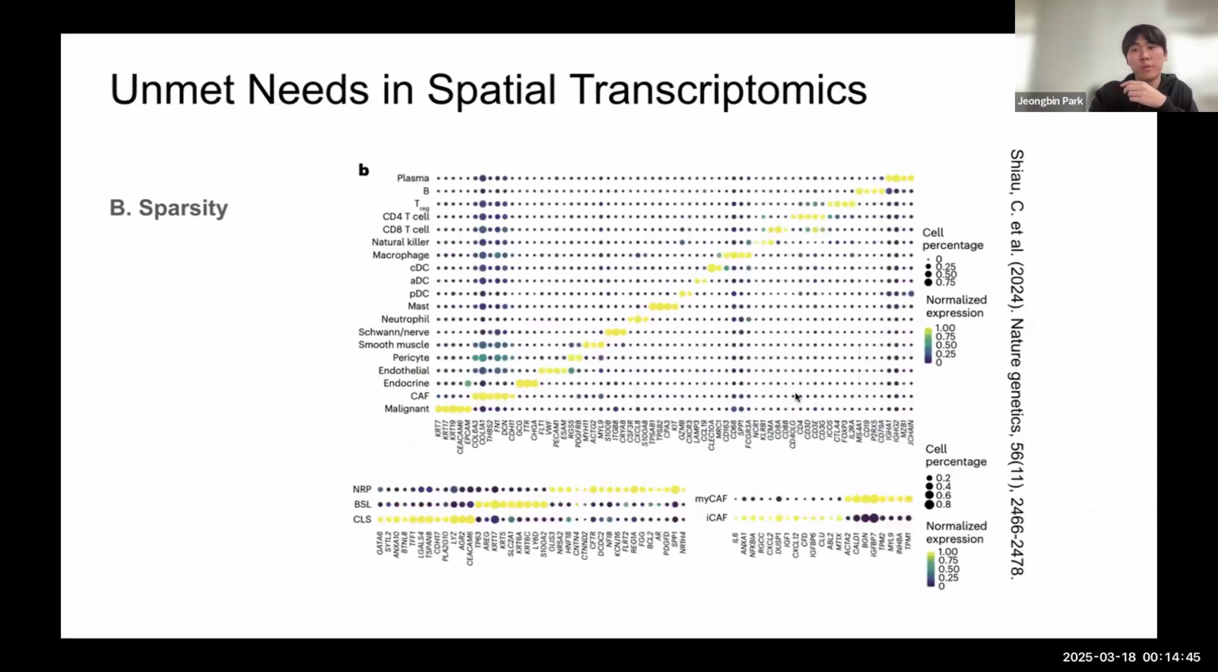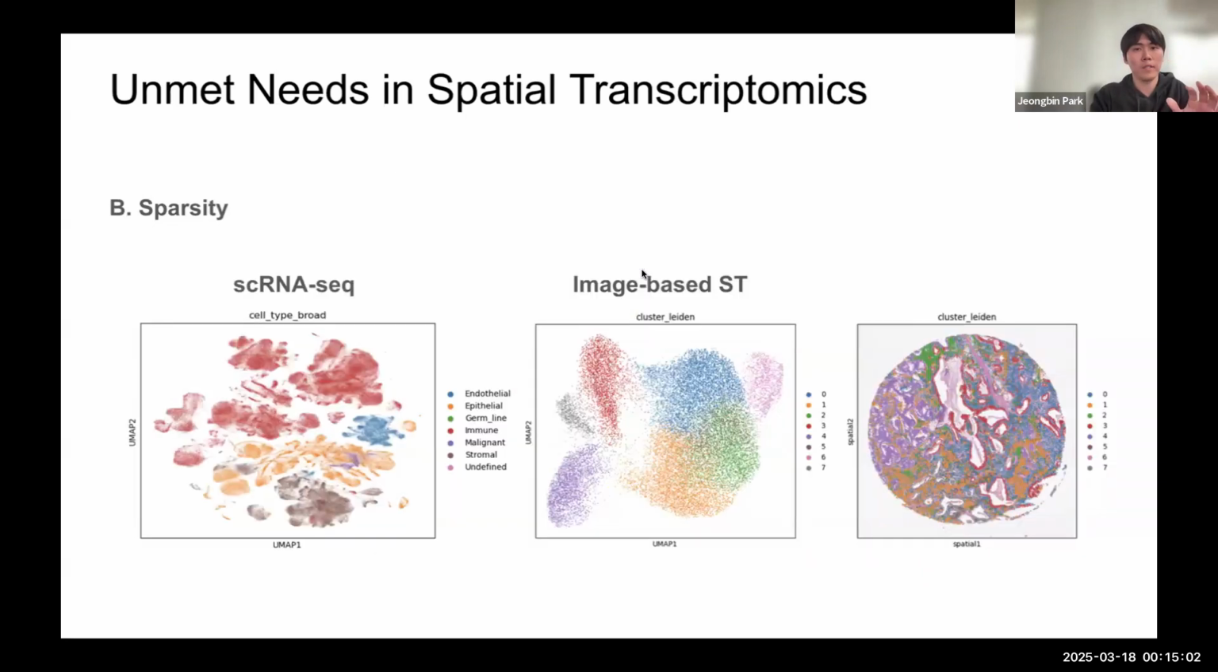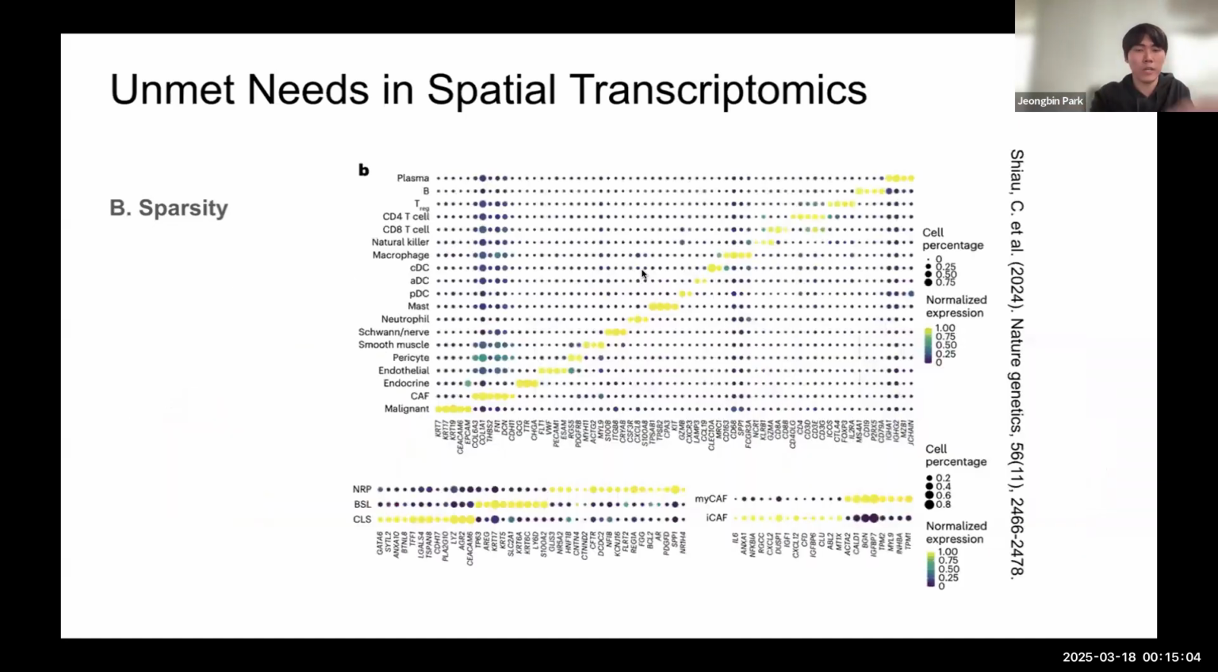This is a very good example. When the sparsity is higher, the cell type specific dot plot is not well drawn. And this is the counterpart of that sparsity example.